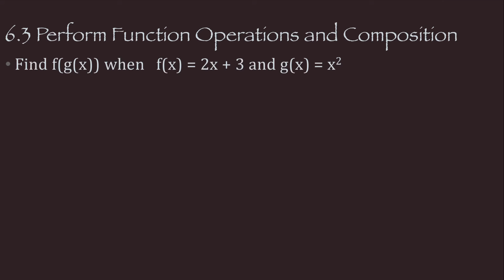So find f of g of x when f of x is 2x plus 3 and g of x is x squared. So notice the g of x is in the middle. So that means the g gets plugged into the f. So it is 2x, but x is getting replaced with the entire other function. So all that used to be x, but the x is the entire other function. So it's 2x squared plus 3.